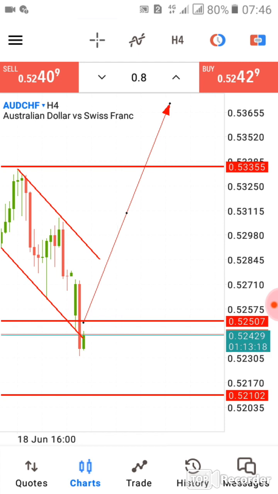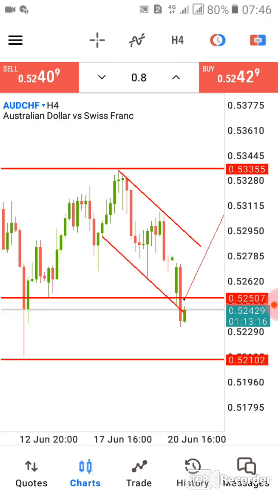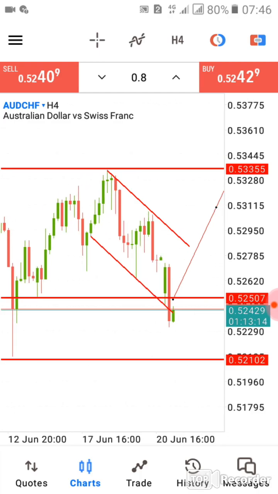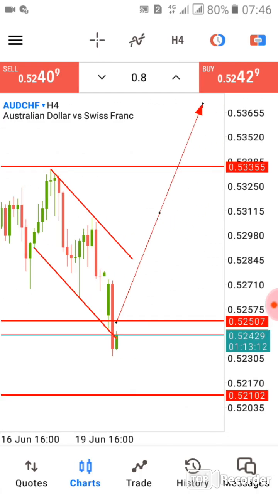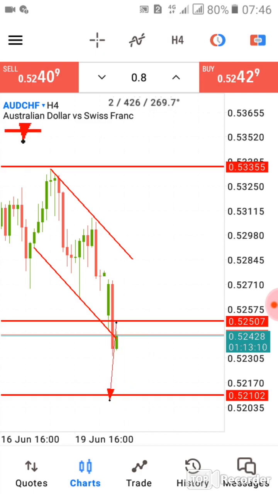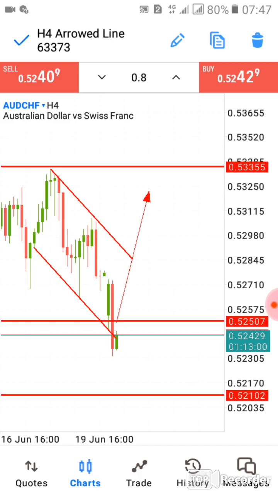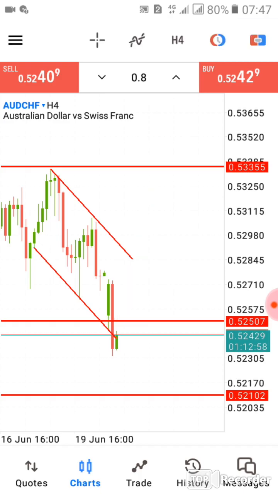And for our stop loss, what do we do? We go back here and we use our daily low as our stop loss. We use our daily low as our stop loss, just to be very, very safe with our analysis.